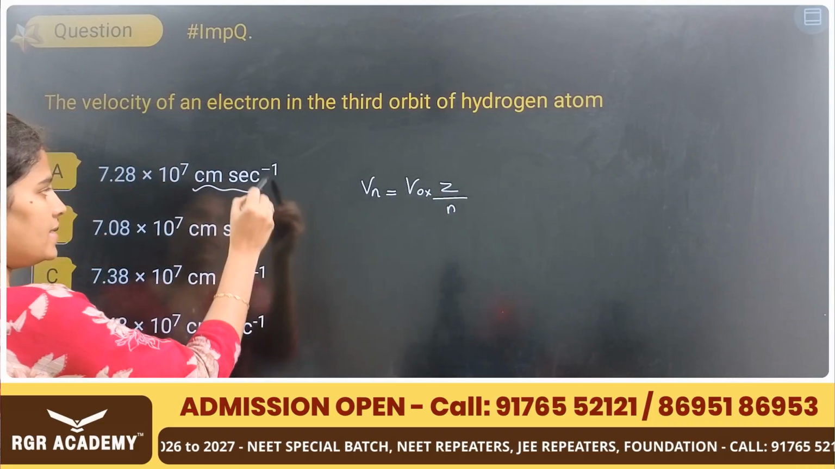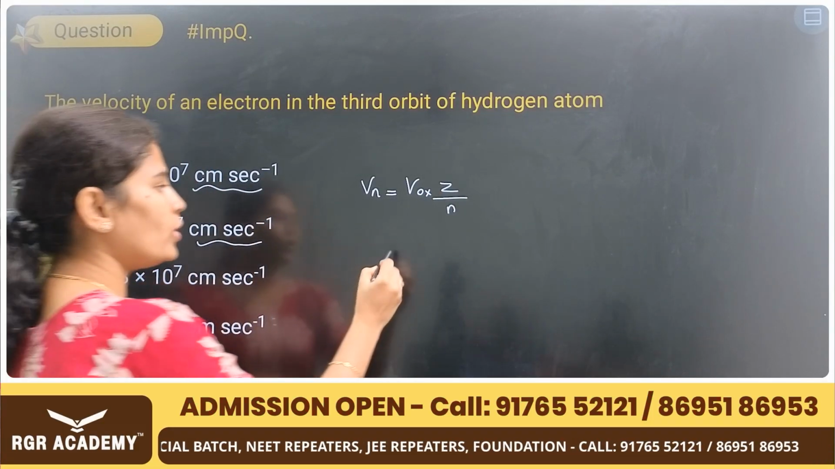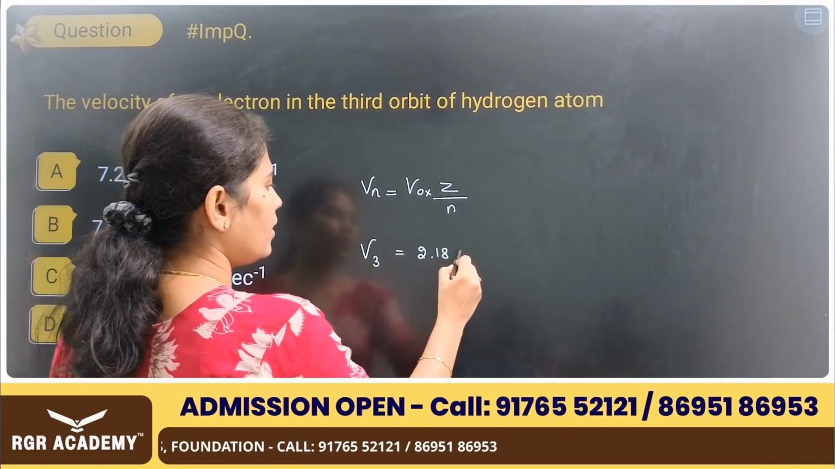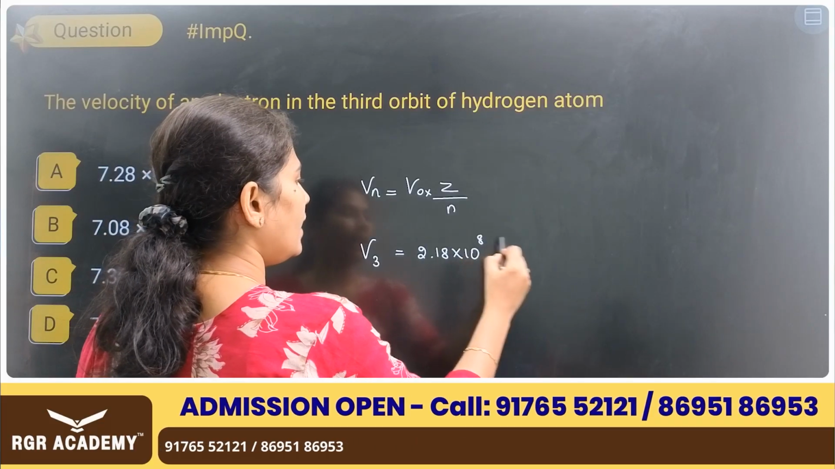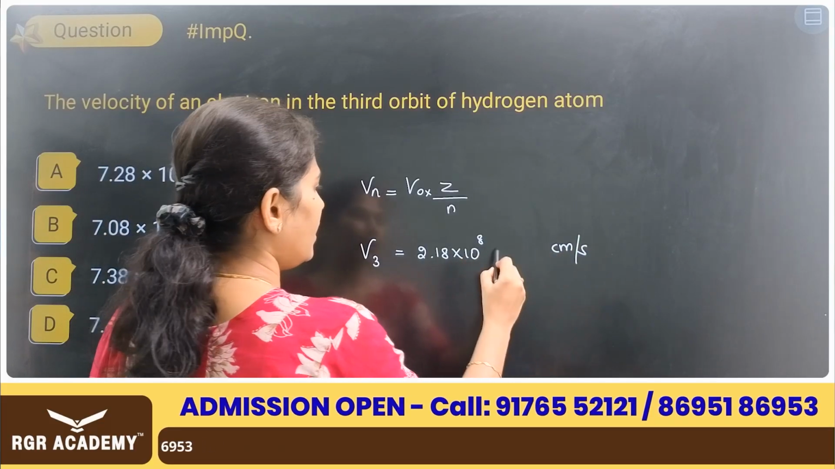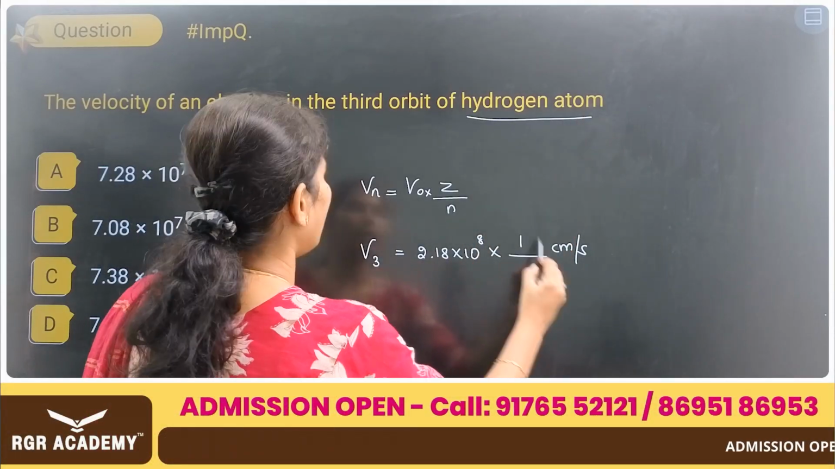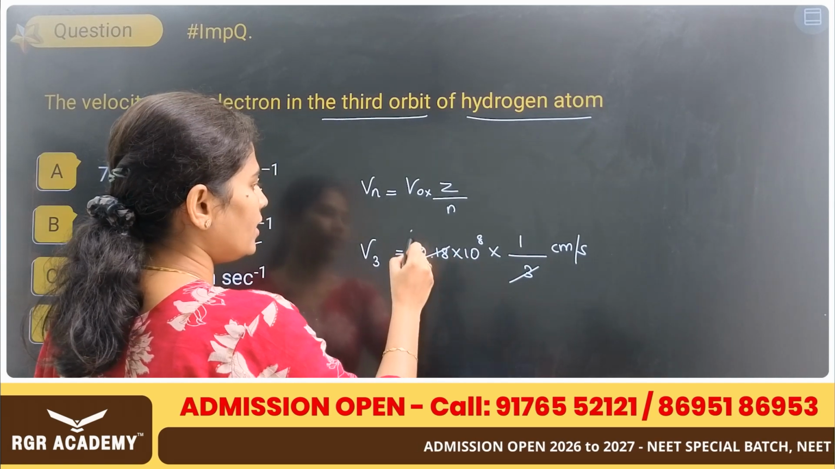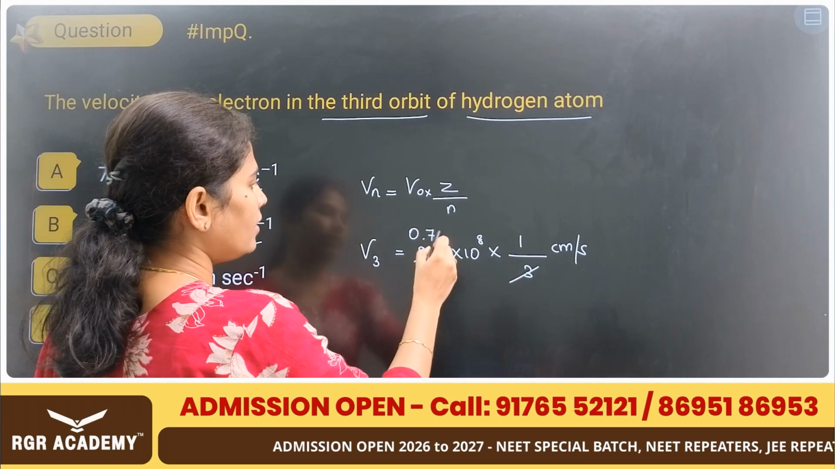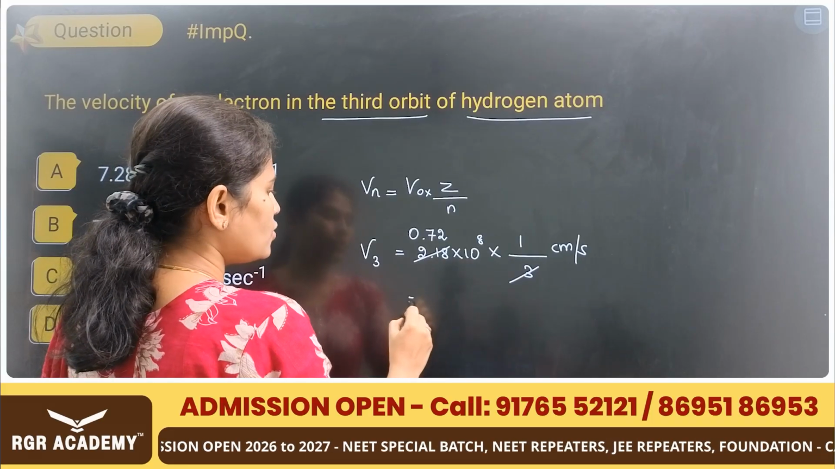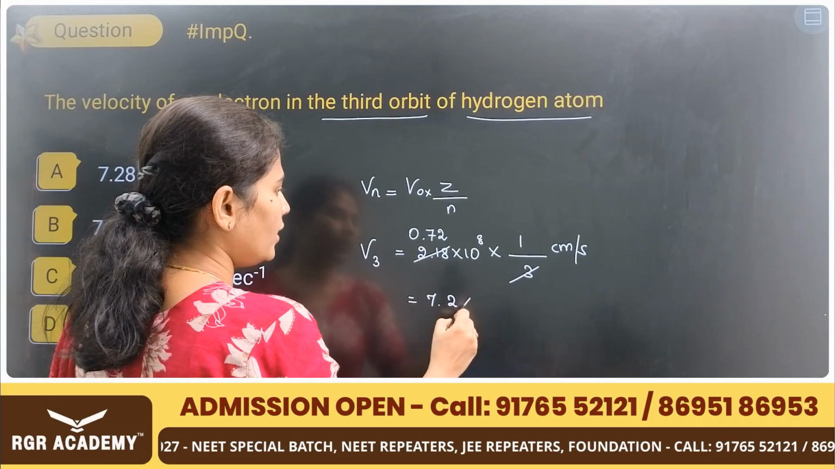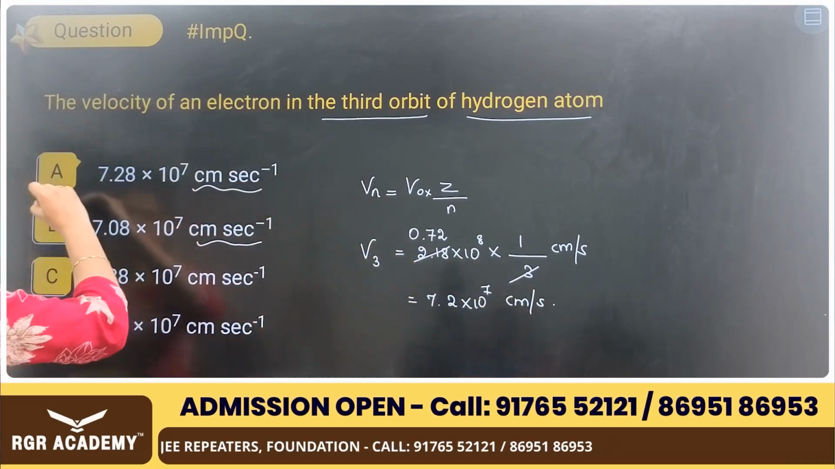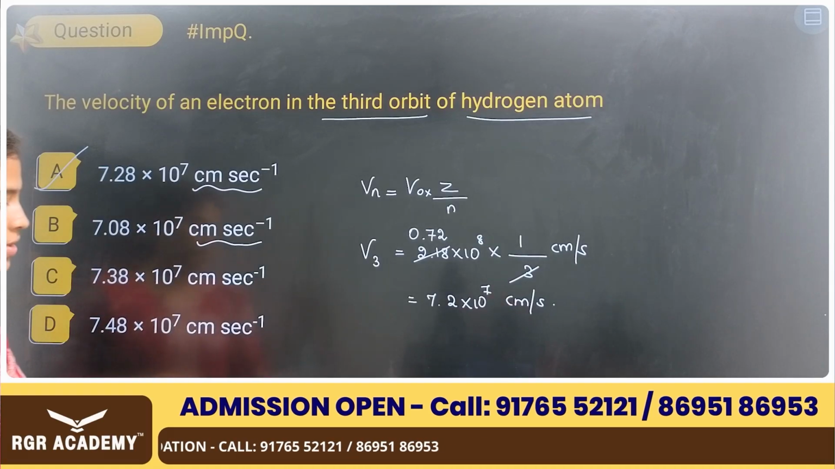We are having the answers in centimeter per second, so I am going to introduce the V naught value in centimeter: 10 to the power of 8 centimeter per second. And Z here is hydrogen, so 1, and third orbit, so it is 3. While we are calculating, we will get 0.7 and then 2, right? So the value will be 7.2 into 10 to the power of 7 centimeter per second. So we can go with the first option for this question.